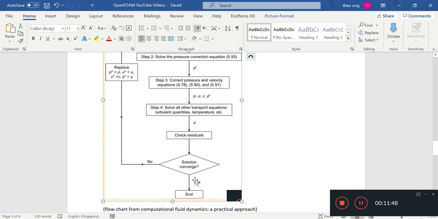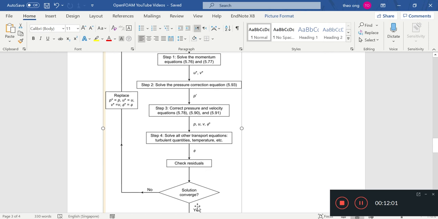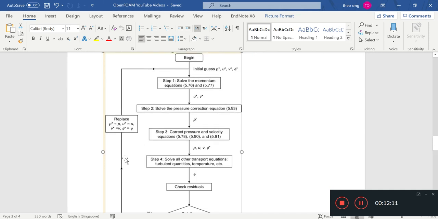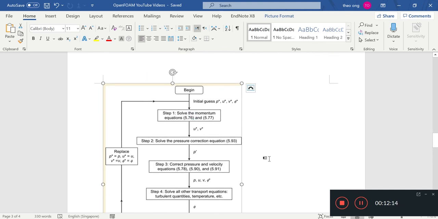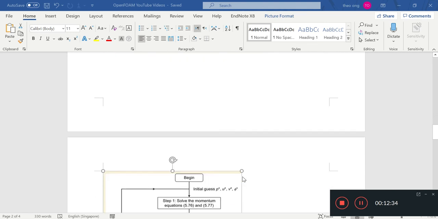If the solution is converging, it means the previous guess of the velocity field is pretty much the same as the present guess after going through all the checking and substitution steps. If not, we take the next guess of pressure based on the pressure feedback, and we solve the momentum equations again. We keep doing this until the solution converges. So this is basically what the SIMPLE algorithm is.